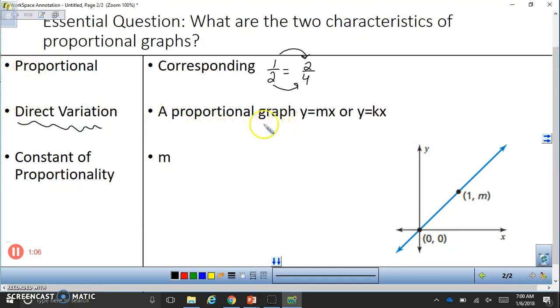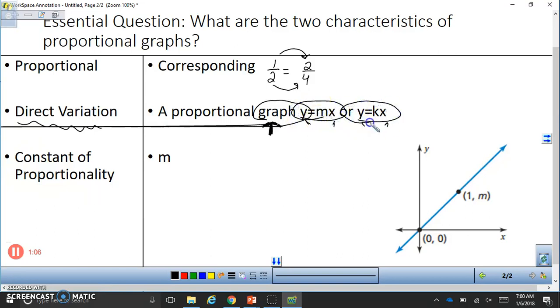A direct variation is what we call this proportional graph. That's what we're talking about. We're talking about this proportional graph. We always write it in these forms. I call these our skeleton forms. And we're going to say y equals mx or y equals kx. Specifically this year we're going to use mx.